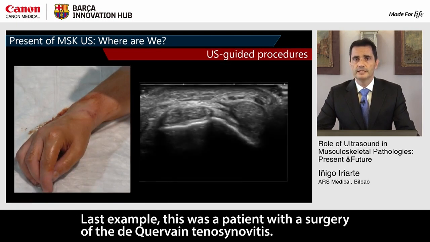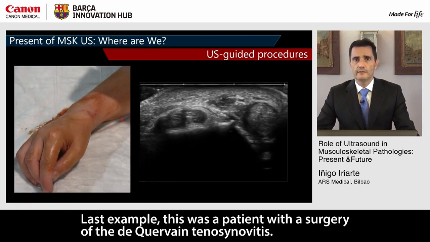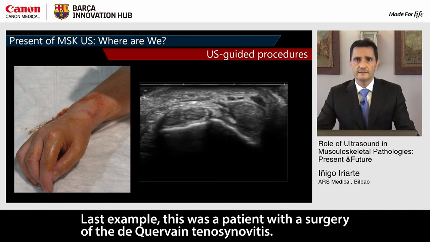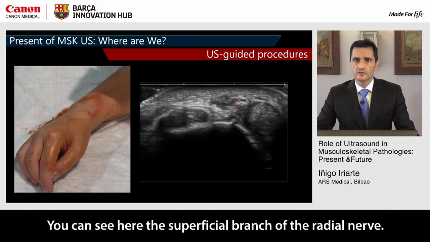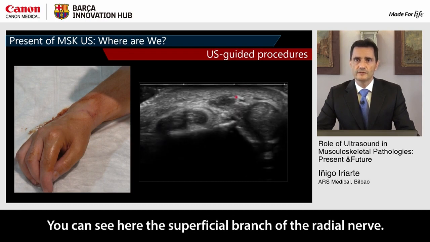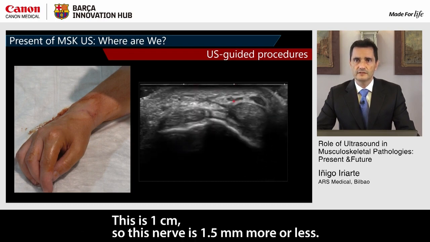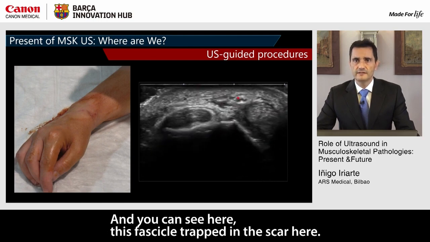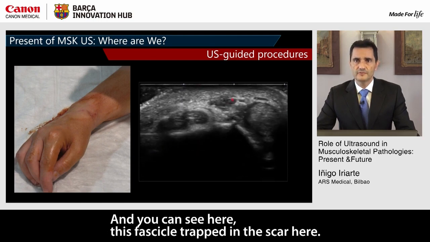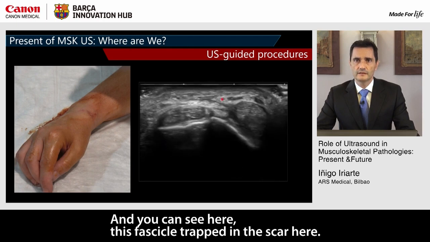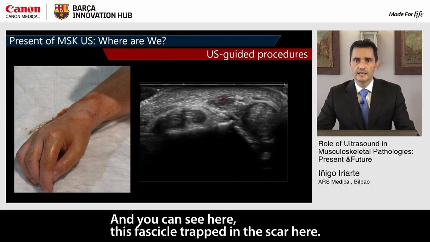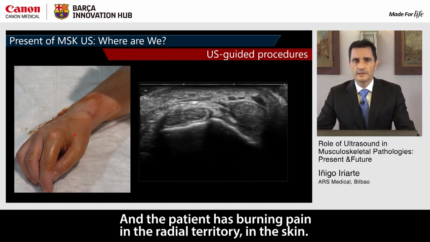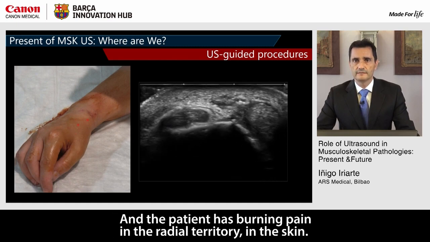Last example, this was a patient with a surgery for De Quervain's tenosynovitis here. You can see here the superficial branch of the radial nerve. This is 1 centimeter, so this nerve is 1.5 millimeters, more or less. And you can see here this fascicle trapped in the scar here, okay?